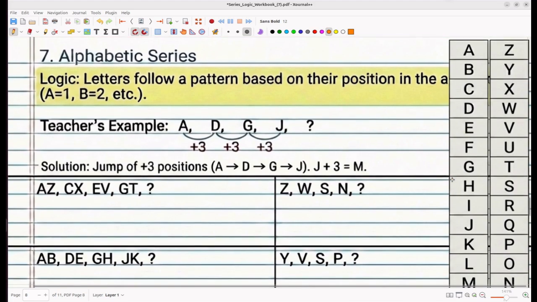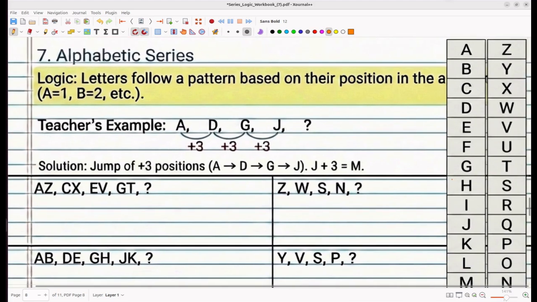Remember guys, here one thing is very important. In alphabetic series, you need to note down these things: A, B, C, D. Like the position of A will be 1. What is the position of B? 2. Similarly, what is the position of C? 3. Like that 4, 5. Similarly, what is the position of Z? 26, right? We have 26 alphabets, so 26. What is the position of Y? 25. Like this we need to note down.